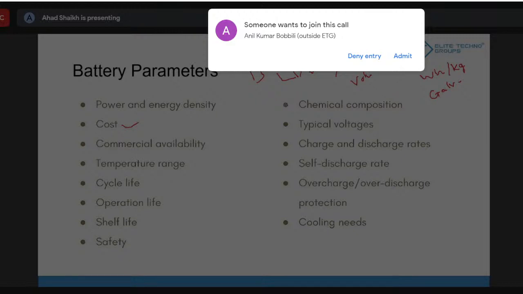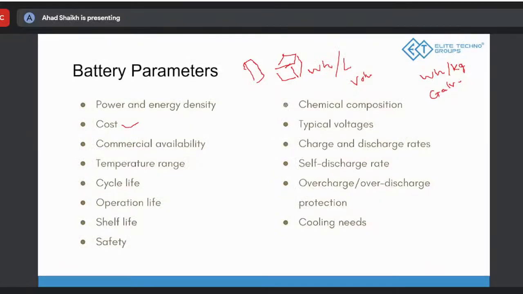Then comes the life cycle. Life cycle is defined as the number of cycles a battery can be charged and discharged. Batteries cannot be charged and discharged for an infinite amount of time, and it varies for different chemistries.